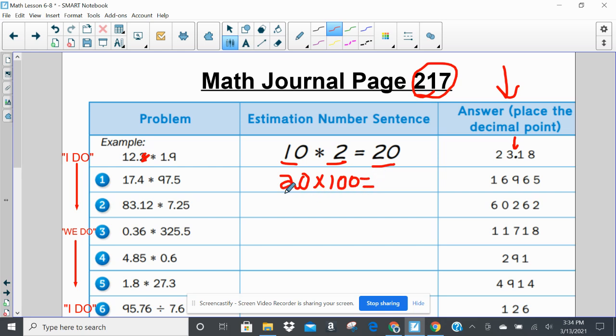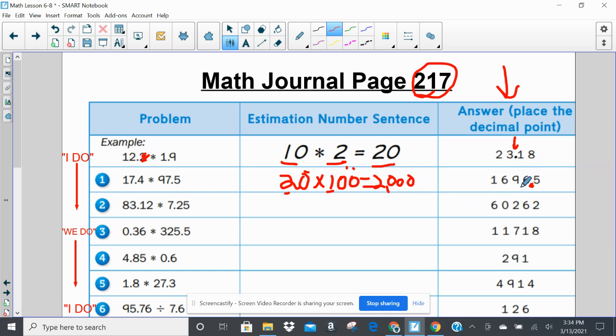What would I get? Well, what's 2 times 1 equal? 2. How many zeros do I tag on? 3. 1, 2, 3, because there's 3 zeros in my problem. So the answer should be close to 2,000. Knowing that, where would my decimal fall in the exact answer? That's right. It would be right here because I have 1,696. That's the closest to 2,000.